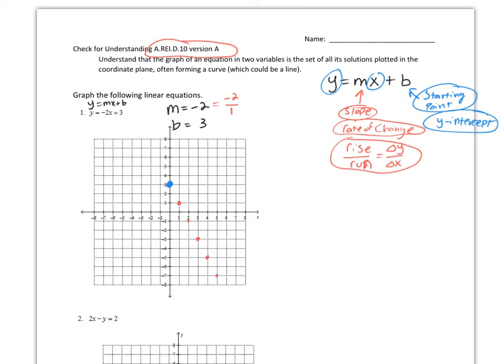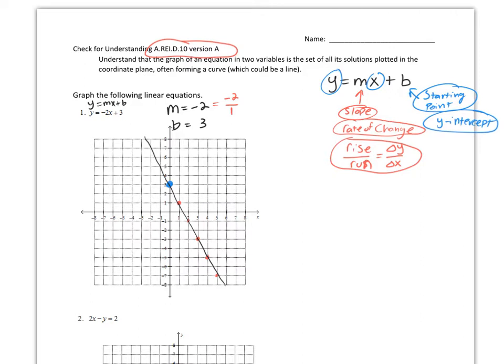And you can use a straight edge or a ruler to connect those with a straight line. But essentially, you're going to be drawing dots all the way to the edge of the page. So that's the basics of graphing a function that comes in y equals mx plus b form.